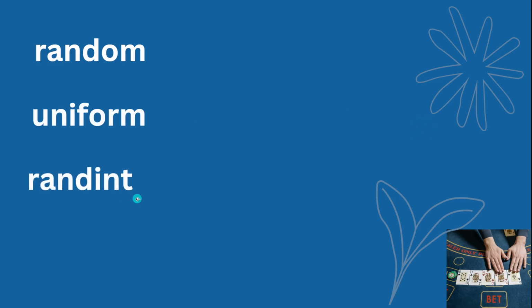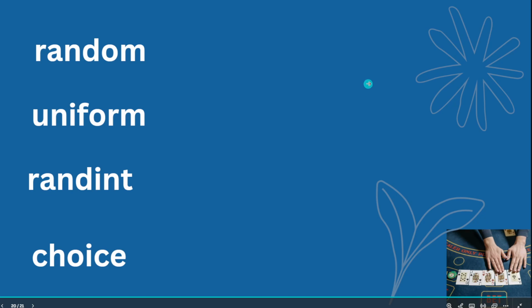Next is randint. This will return an integer number between the given range. You need to provide a range, and from that range it will return a random integer. Then we have choice. Choice is a function we can use when we have a list of strings and we need to return one of the strings.